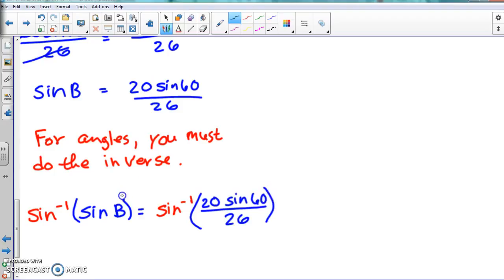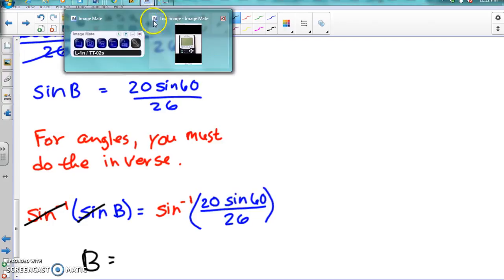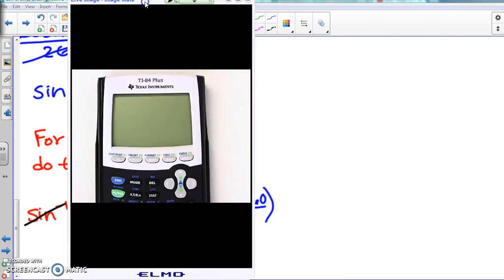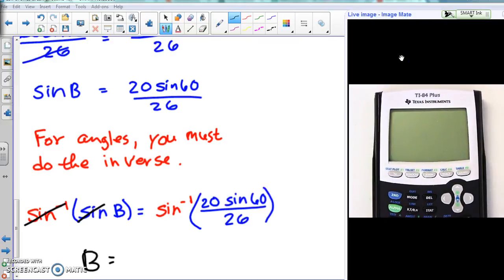Again, sine and sine inverse cancel out on the left side, leaving just the B. The rest of it we put into the calculator, making sure we put it in correctly. So let's pull the calculator up again and move this off to the side so it's not in the way. We're going to do sine inverse, and if you don't remember, that's second sine. I'm going to do the alpha y equals to the fraction bar again and put everything in. We should already be in degree mode. Let's close off that one right there, and then 26 on the bottom.